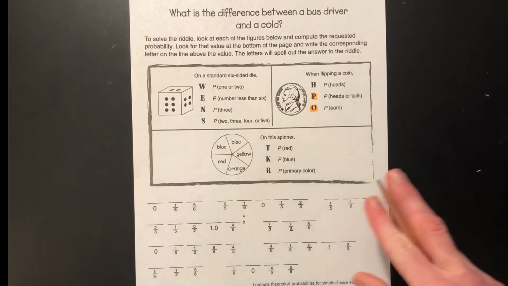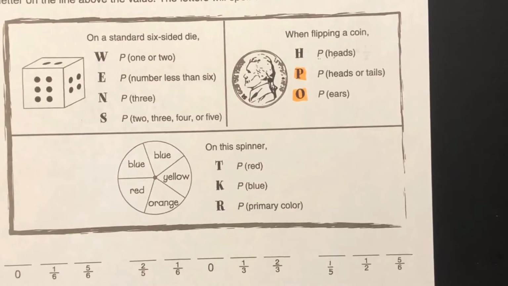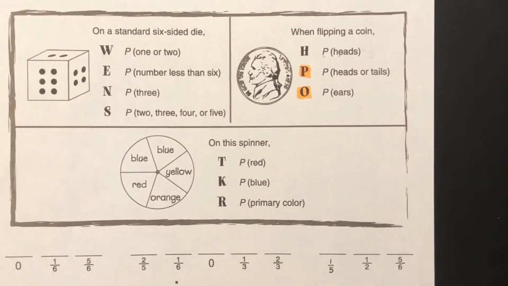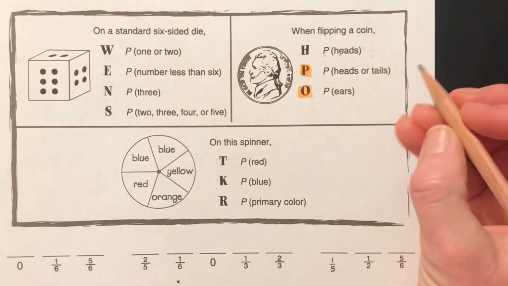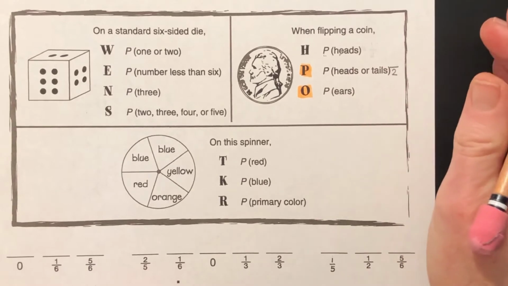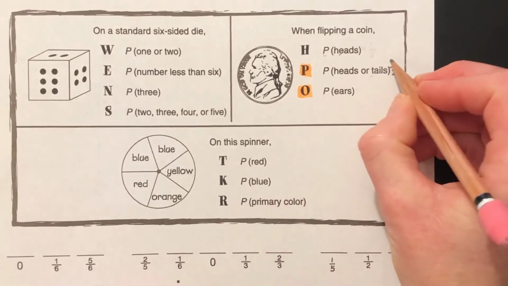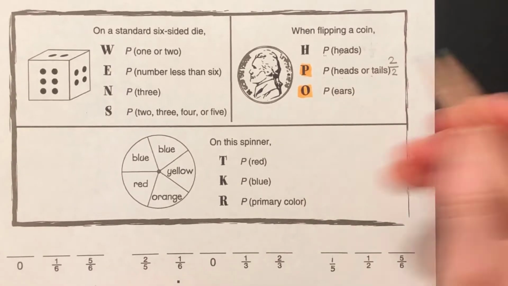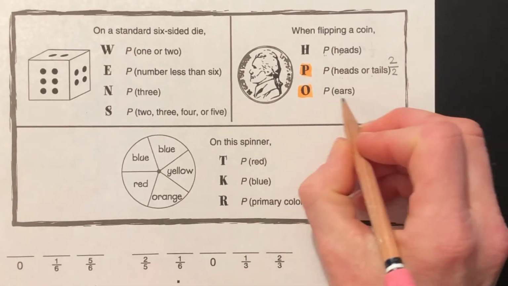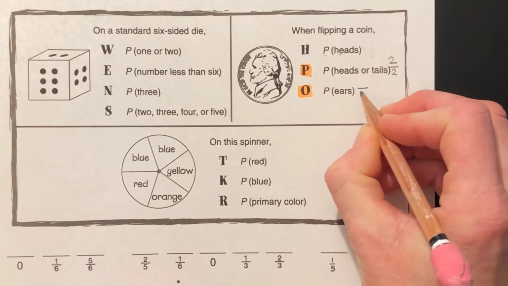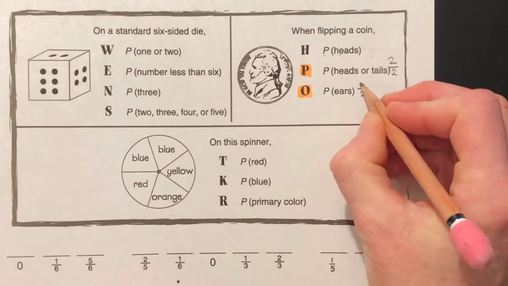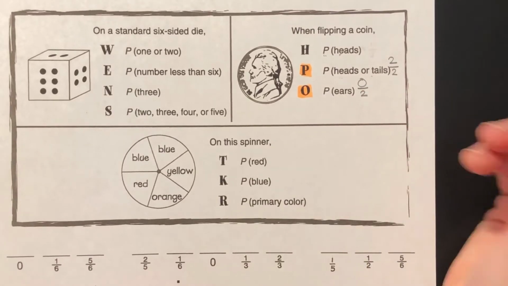So let's look at the nickel. When flipping a coin, what's the probability of landing on heads or tails? Well, there are two possible outcomes, heads and tails, and that's both of them. So it is going to land on heads or tails, so it's 2 out of 2. What's the probability of landing on ears? Well, there are two possible outcomes, heads or tails. Ears is not one of them, so it would be 0 out of 2.